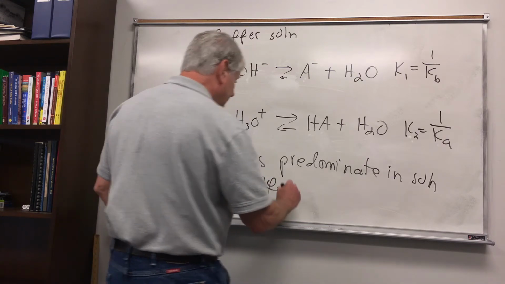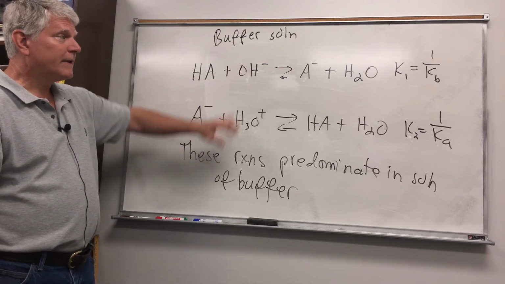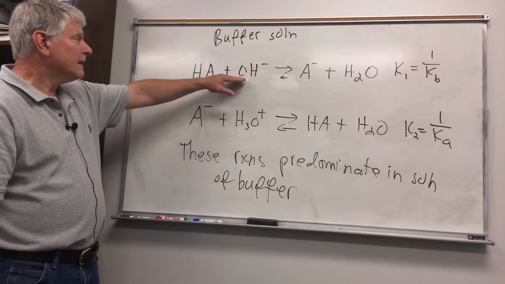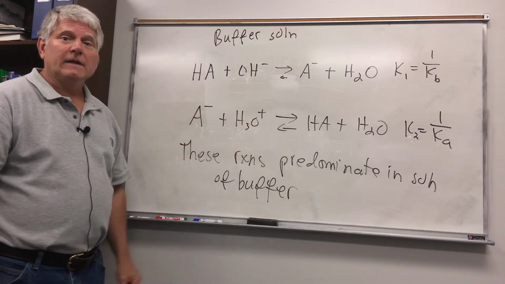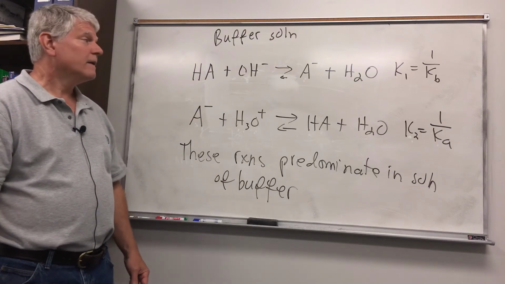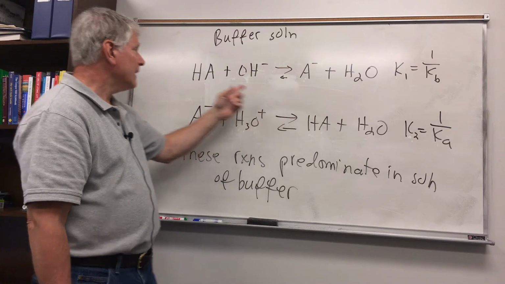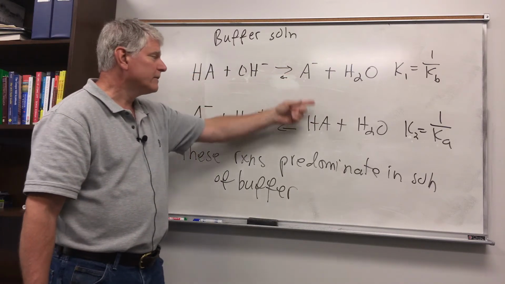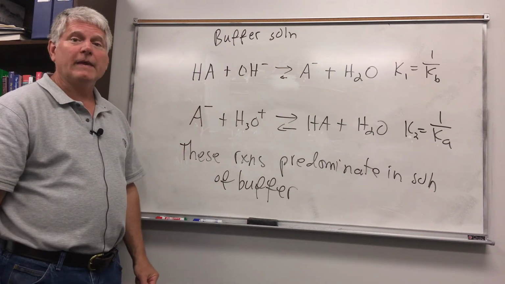So we have a buffer solution. If we add strong acid or base, these two reactions predominate because their equilibrium constants are large. So this way, the strong base or strong acid can be consumed, and we just produce a little bit more of A minus or HA. We already have a lot of that present in the buffer solution, so we just produce a little bit more for the consumption of strong acid or strong base.